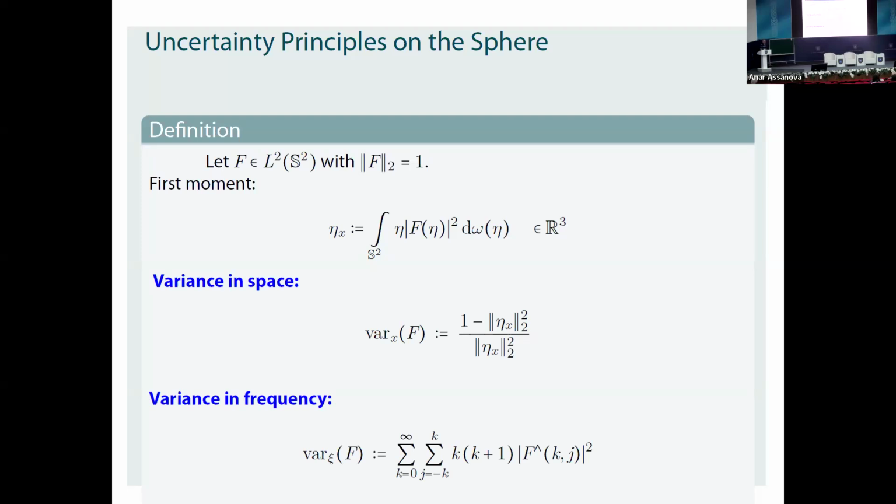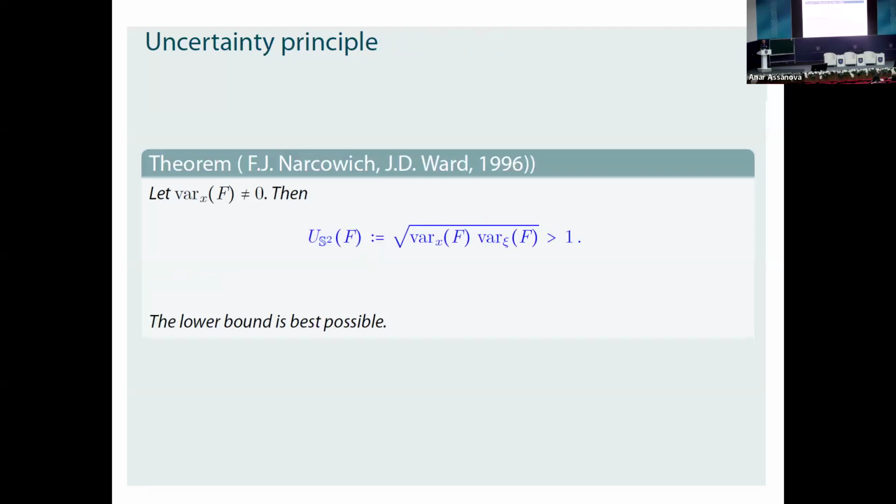Then you have here this k times k plus 1. I do not want to give a derivation of these formulas. Please take these two variances. They describe the localization in space, variance in space, and they describe the localization in frequency in a certain way. Then there's a paper from Narkovich and Ward from College Station from '96.